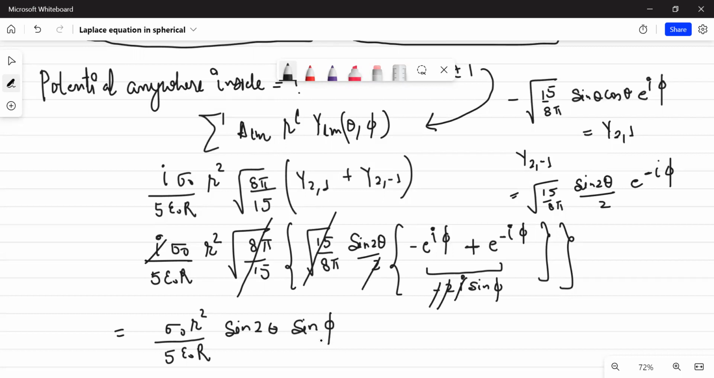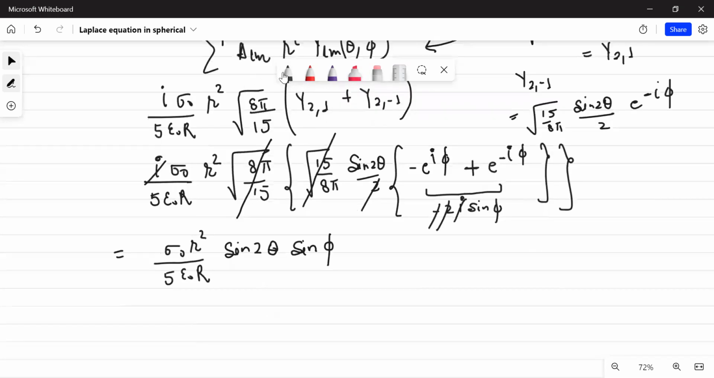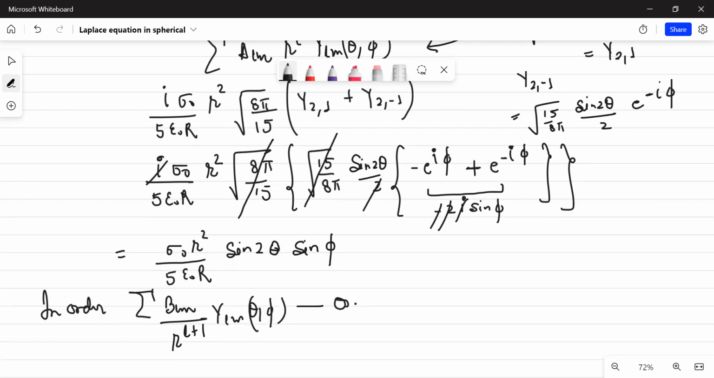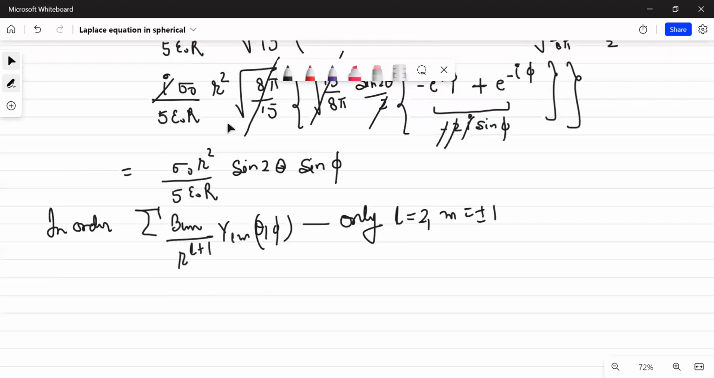Okay. And once you know this potential inside, you can find potential outside as well. So in order to find potential outside, one needs to use this condition: summation B_LM upon r raised to power L plus 1 Y_LM(theta, phi). And also I know that here, only terms corresponding to L equals 2 and M equals plus or minus 1 would survive. I'm leaving it to you as homework.